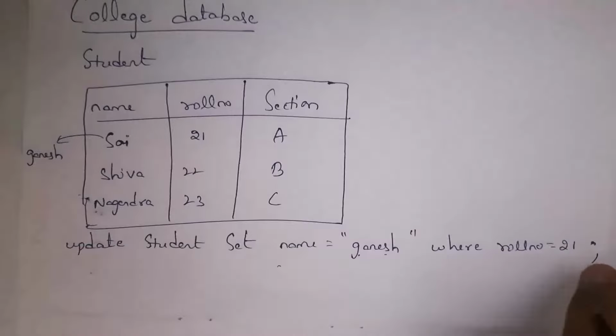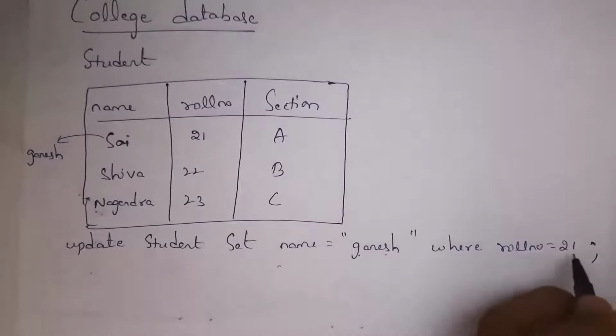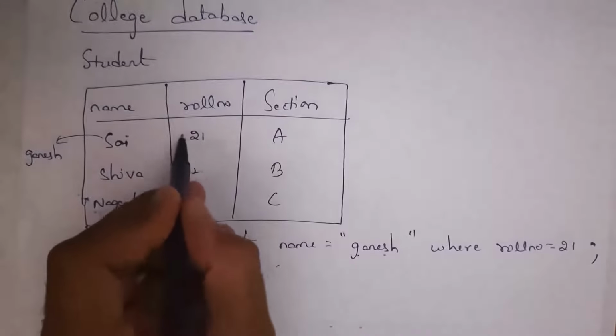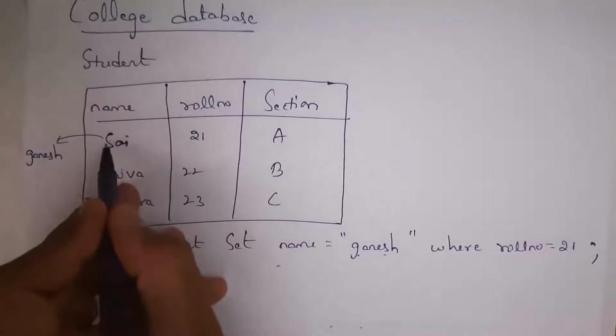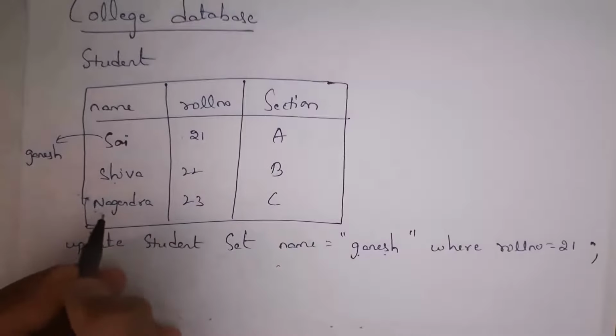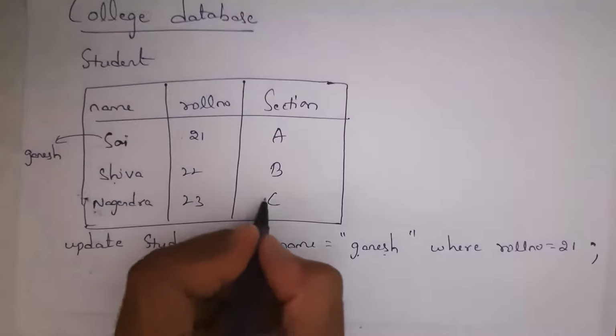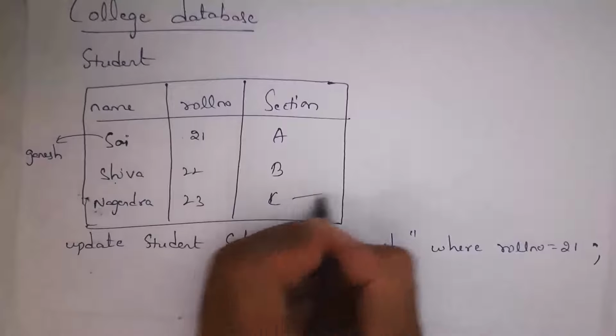Meaning of this code is, it will change the name to Ganesh whose roll number is 21. Here Sai's roll number is 21. So it will change name from Sai to Ganesh. For example, I want to change this Nagendra section as section D, not C. I want to change this section C to D.